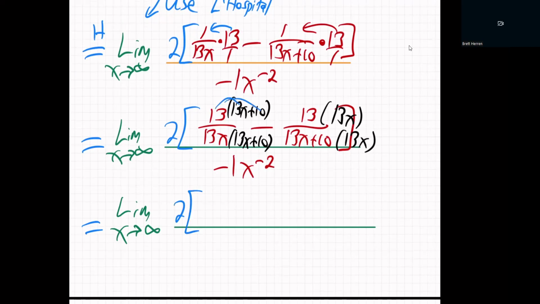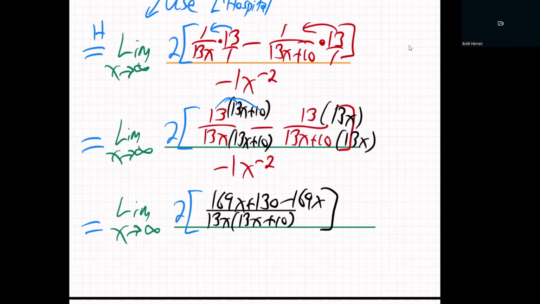I'm going to distribute this. These guys are going to be over a common denominator of 13x times 13x plus 10. On the top, it'll be 169x plus 130 minus 169x. Let's multiply. I'm going to leave the denominator.